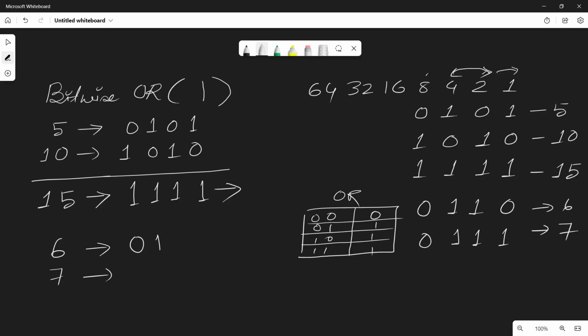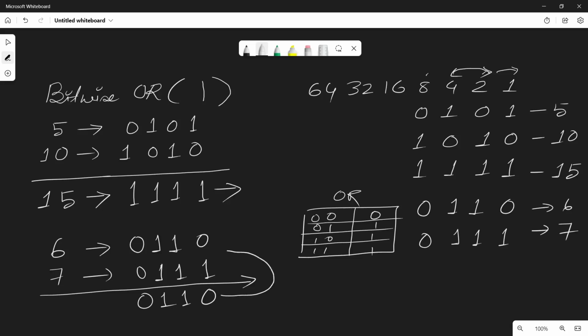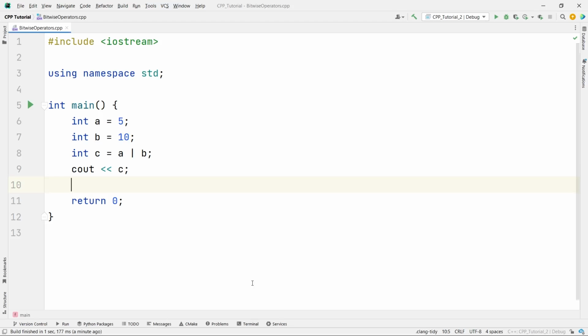So I will write it like this: 0, 1, 1, 0 and 0, 1, 1, 1. You already know that whenever both the inputs are high, only then the output is 1. So this will be 0, this will be 1, this will be 1 and this will be 0. You can see that this matches our input 6. So 6 AND 7 gives us the output 6. Let's try to verify in our IDE.